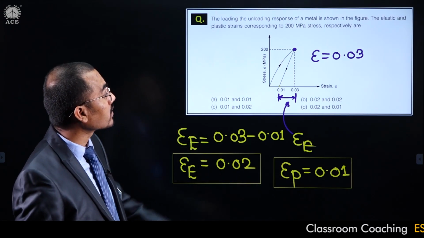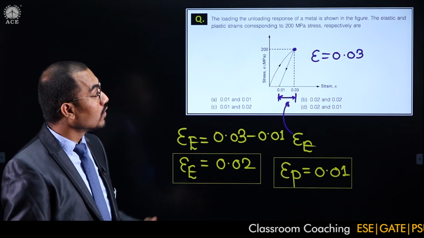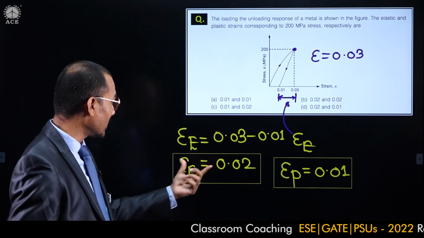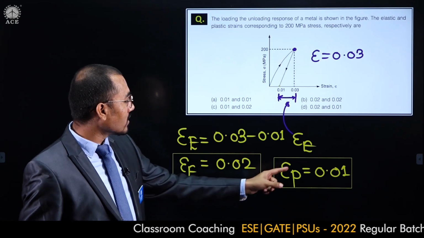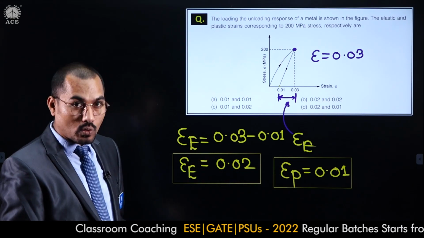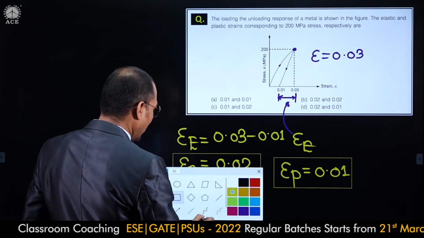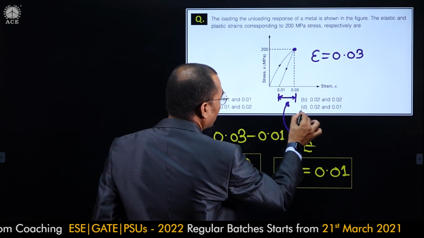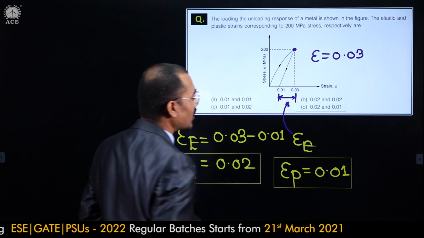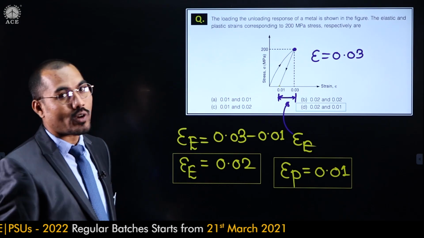But understand the sequence: elastic and plastic. Elastic has to be first, elastic deformation 0.02, and then the plastic, that is 0.01. So, 0.02 and 0.01. I will say that option D is the correct answer for us. This is exactly the correct one. Elastic is 0.02 and the plastic is 0.01.